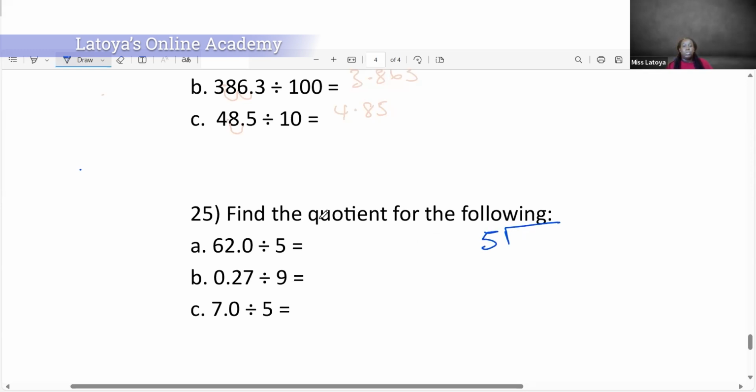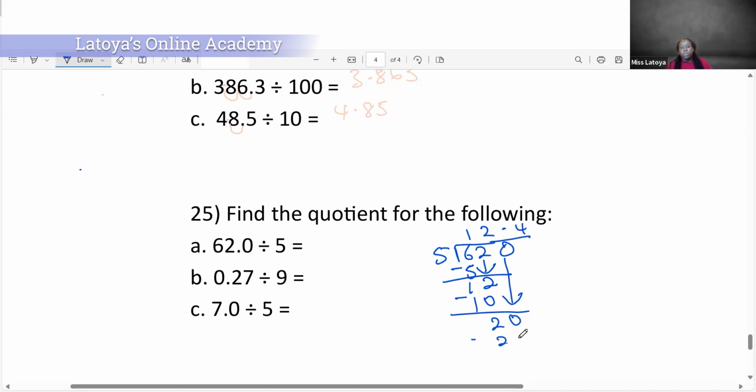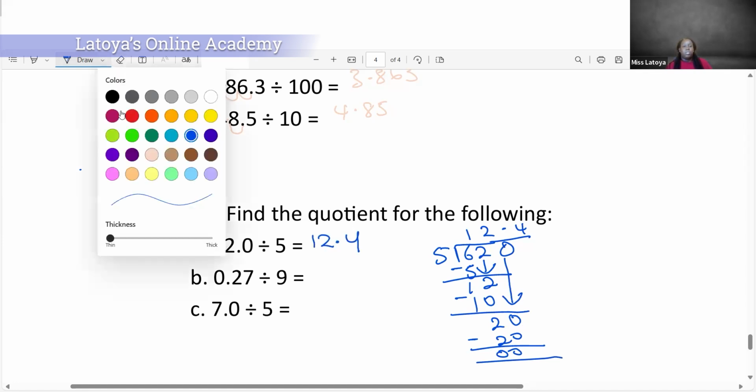It's going to be 5 into 62. 5 into 6 is 1. 5 ones are 5. 5 into 12 is 2. 5 twos are 10, with a remainder of 2. I can put a decimal point, add a 0, and bring it down. 5 into 20 is 4. 5 fours are 20. So 62.0 divided by 5 is 12.4. Let's do a next one.